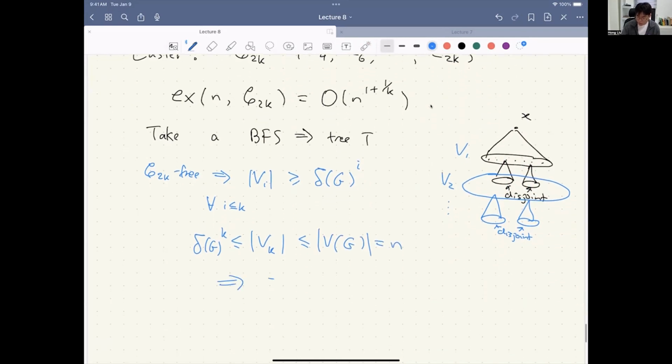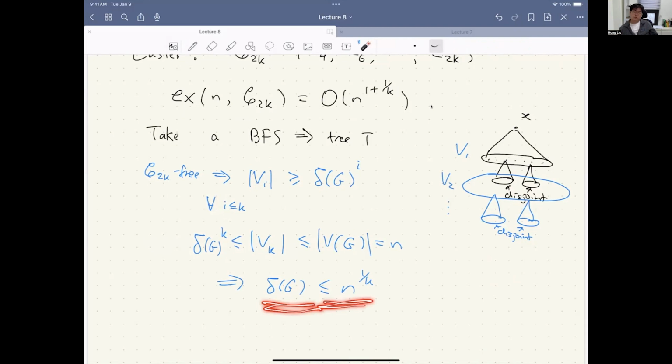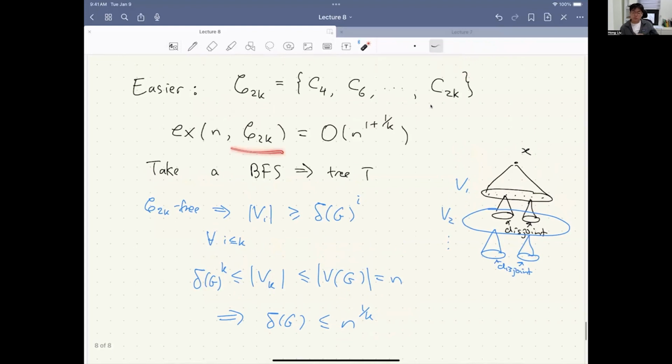What do we get? We get delta(G) is at most n to the 1 over k. There is a simple proposition saying that you can always pass to a subgraph where the minimum degree is at least half of the average degree. So minimum degree and average degree, if you don't care about constant factors on the number of edges, are the same. So this is also saying average degree is at most roughly this much. So the total number of edges on n vertices, you just add 1 here. That's the bound, for forbidding all shorter cycles.